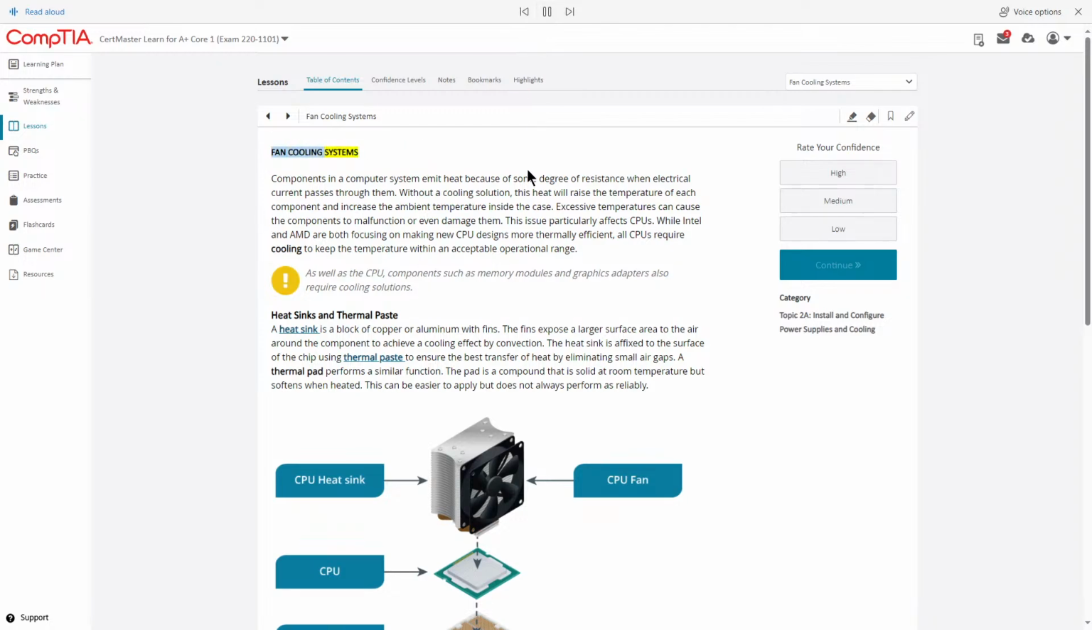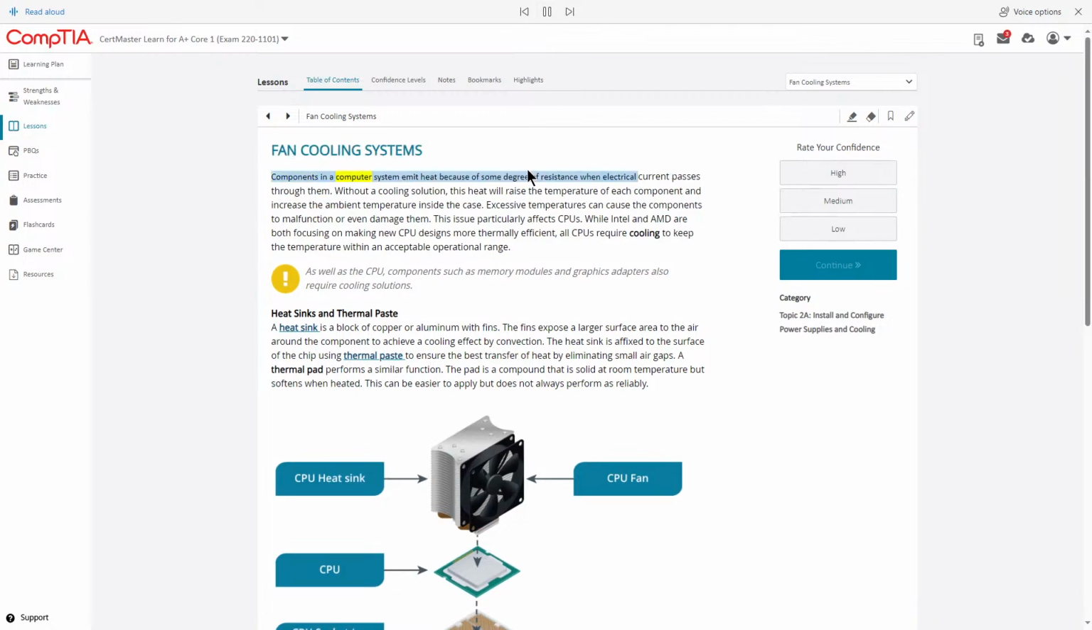Fan cooling systems. Components in a computer system emit heat because of some degree of resistance when electrical current passes through them. Without a cooling solution, this heat will raise the temperature of each component and increase the ambient temperature inside the case. Excessive temperatures can cause the components to malfunction or even damage them. This issue particularly affects CPUs.